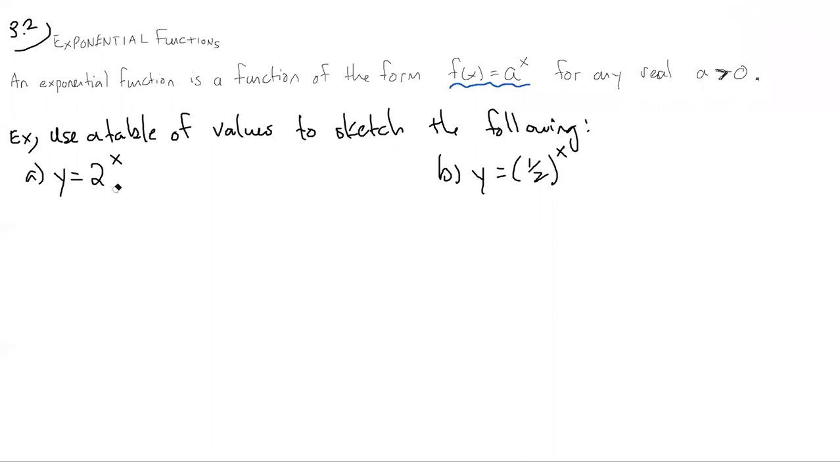So some examples here. We have 2 to the x, which is probably the simplest one that's not 1 to the x, which does nothing. And then y equals a half to the x, an example of one where the base a is smaller than 1. And so we'll just do a table of values here.